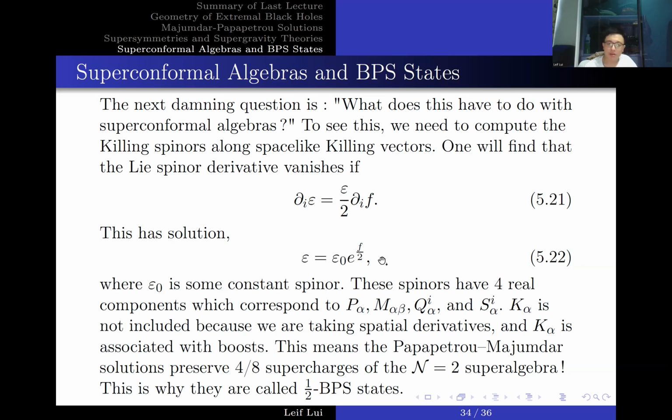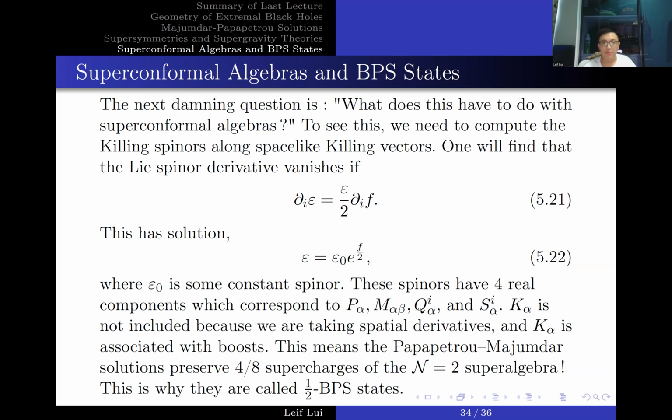And these spinors are really cool because they have 4 real components which correspond to P alpha, M alpha beta, Q, and S. K is not included because we are taking the spatial derivative, and K is associated with boosts, which has time translations. This means that the Majumdar-Papapetrou solution preserves 4 out of 8 supercharges in the N equals 2 superalgebra. And this is why they are called half BPS states.